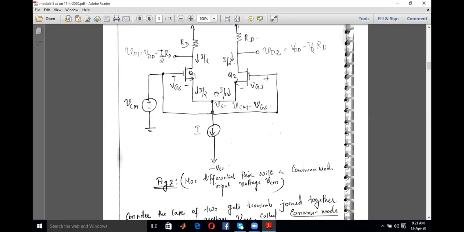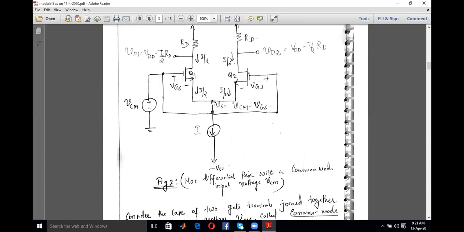The two gates are shorted, the two sources are also shorted, which means that the voltage VGS will be same. Understood? The two terminals, they are shorted together. The gates are also shorted, sources are also shorted, means the voltage VGS will be equal to each other for both the transistors. Understood? Then VCM, it is a common mode input.